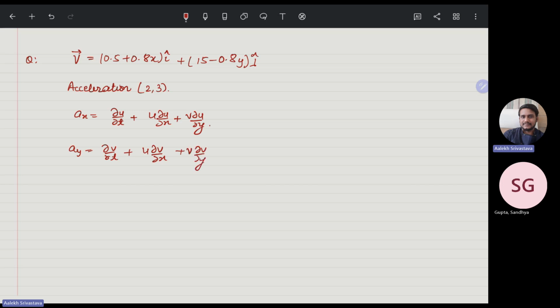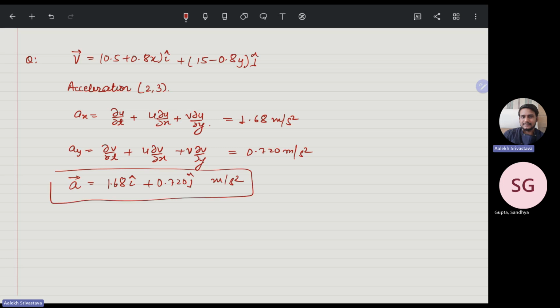If you simply solve, you will get this quantity as 1.68 meter per second square and this quantity as 0.720 meter per second square. Therefore, the total acceleration in vector form is 1.68 i cap plus 0.720 j cap meter per second square. This is the answer to the acceleration at the point 2, 3.